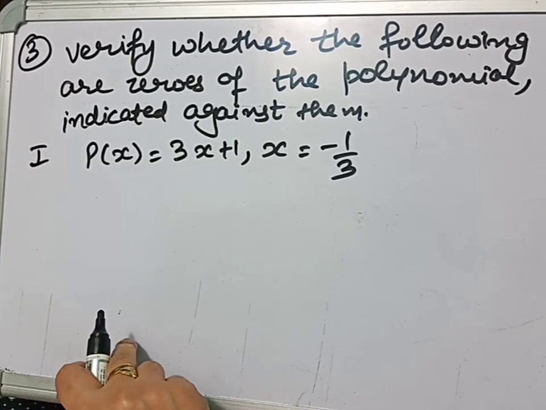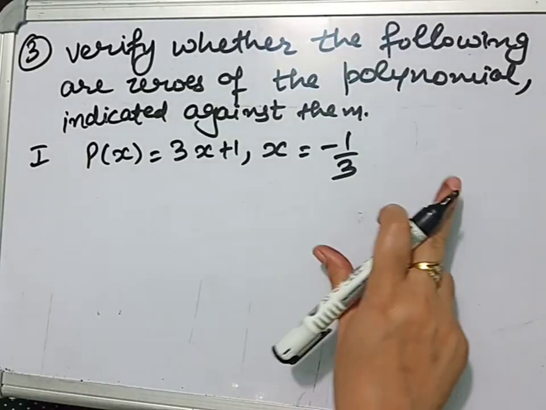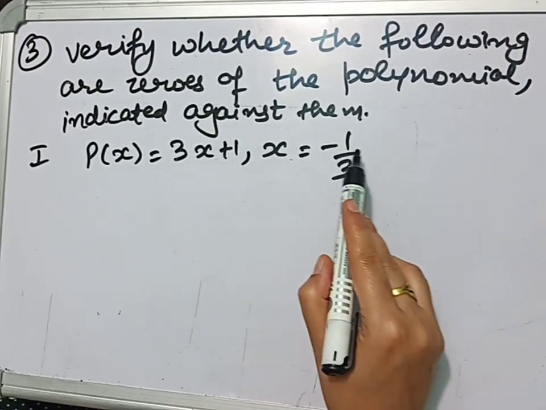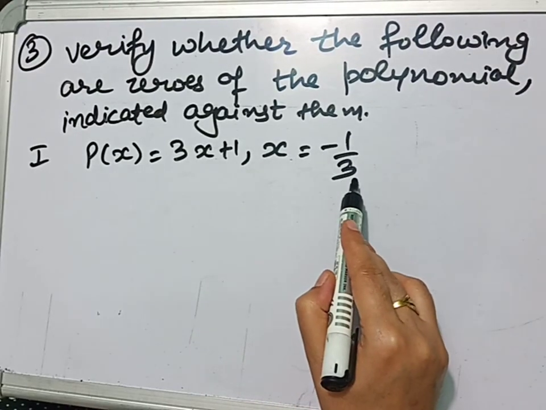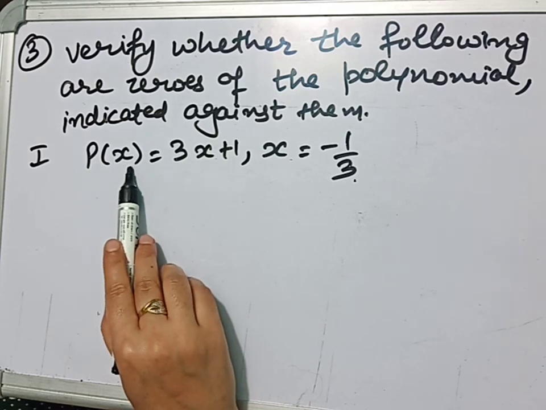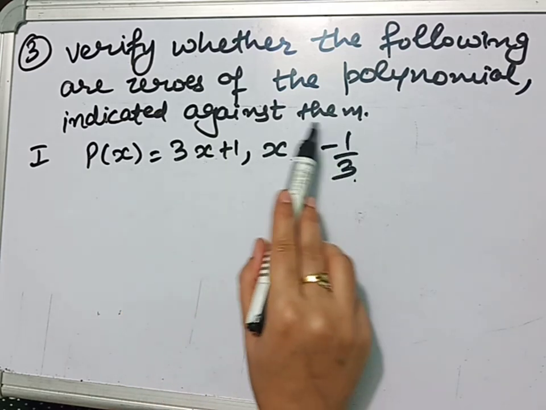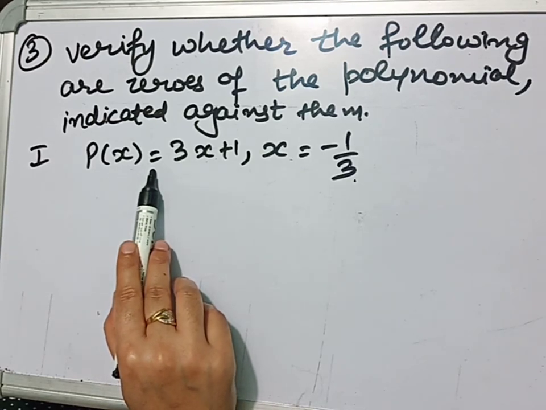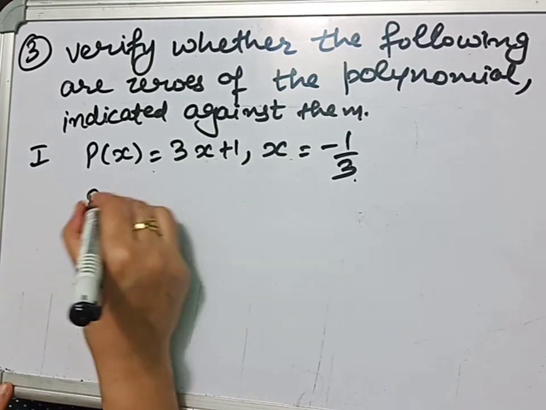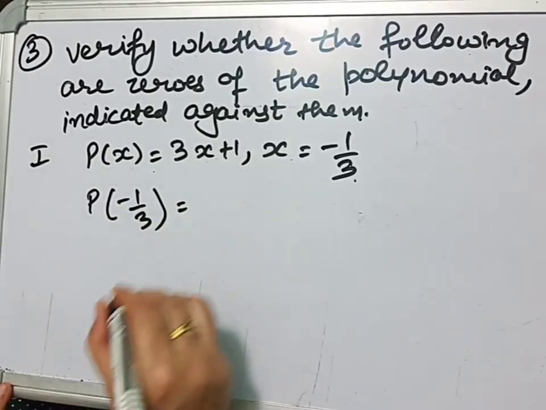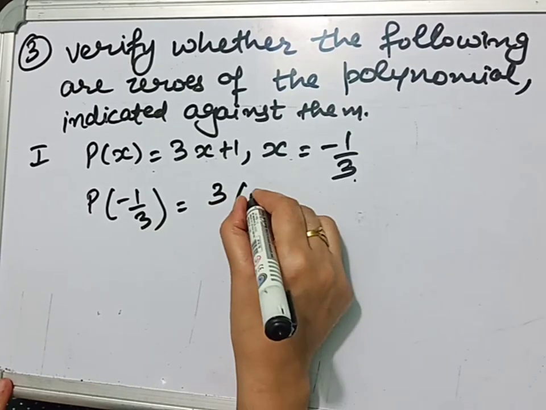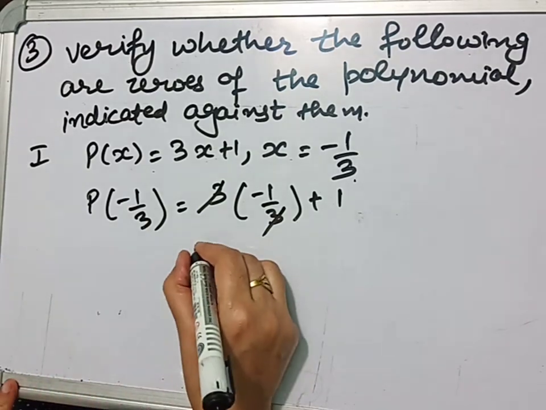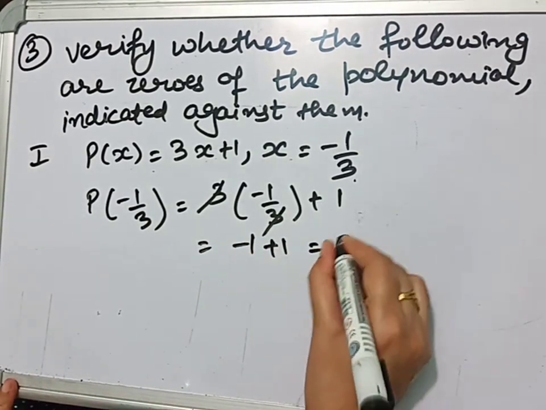Third question is, verify whether the following are zeros of the polynomial indicated against them. Now value of x is given to you, that is minus 1 by 3. If we put the value of x in this polynomial and we get the answer is 0, then this is the 0 of the polynomial p(x). Otherwise it is not 0 of the polynomial. So let us check p(minus 1 by 3). 3 into minus 1 by 3 plus 1. Now 3 and 3 can be cancelled out. Minus 1 plus 1 is equal to 0.